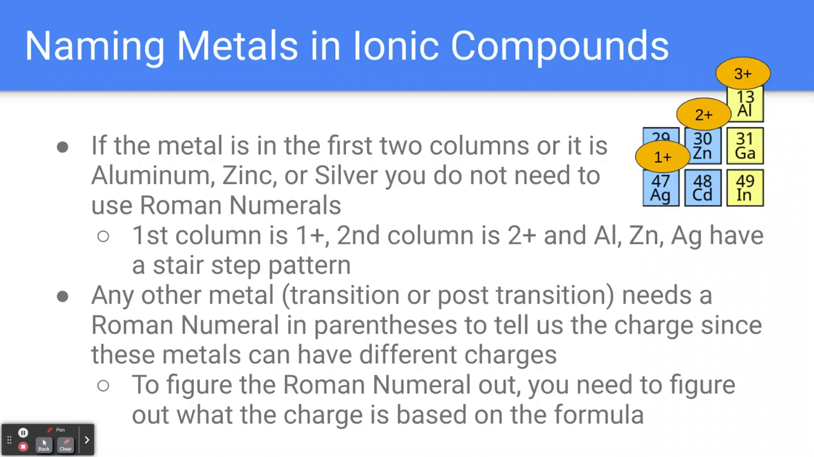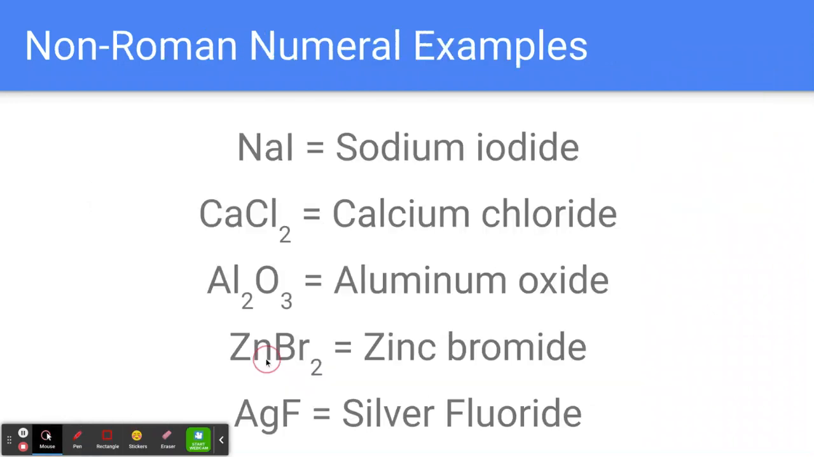Okay. Now, these Roman numerals are going to go in parentheses right after the metal's name. And again, that Roman numeral is going to tell us what the positive charge on that metal is. So to figure out the Roman numerals, we need to figure out what charge we have based on the formula. So if we take a look here at what that kind of looks like, these are just the first examples, the non-Roman numeral examples. So first 2 columns, or aluminum, zinc, and silver.